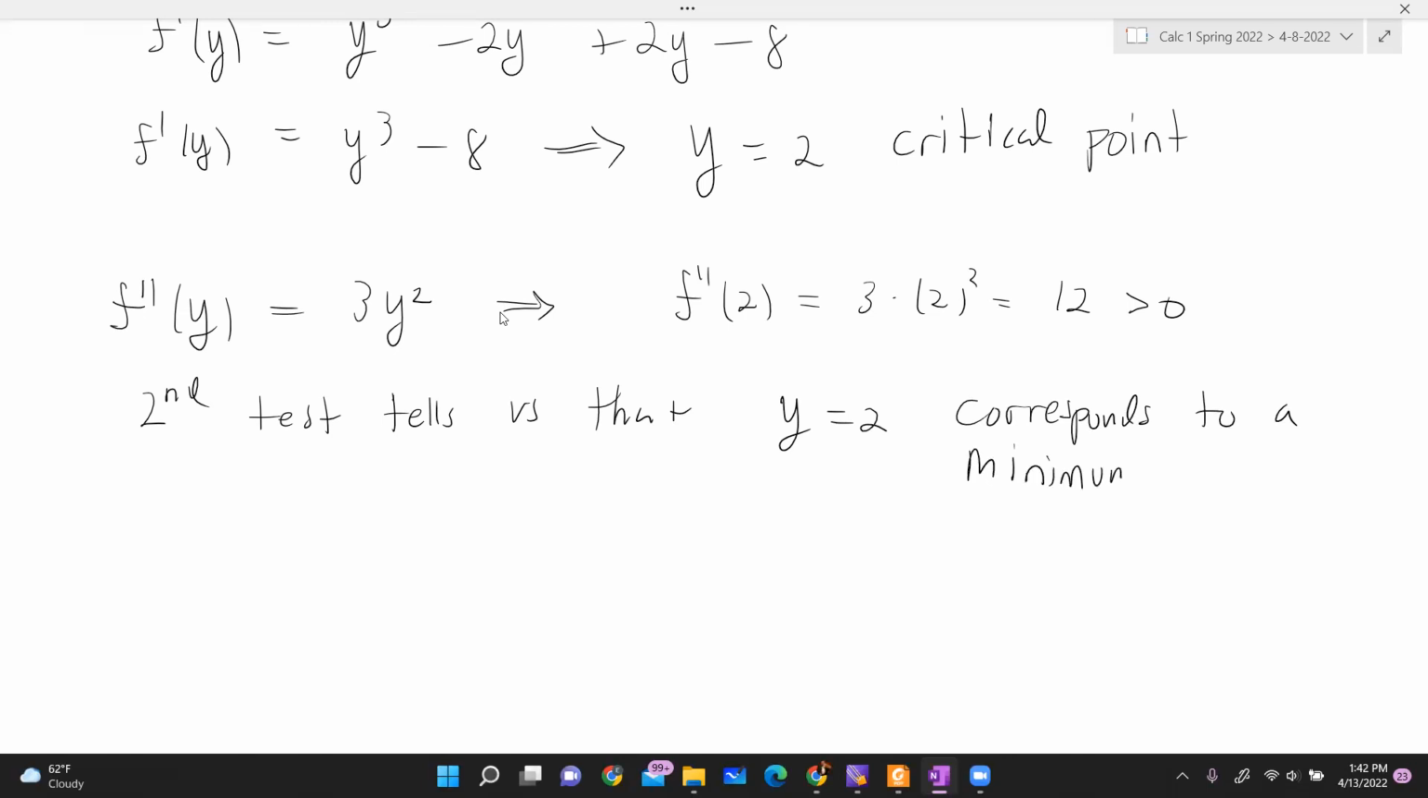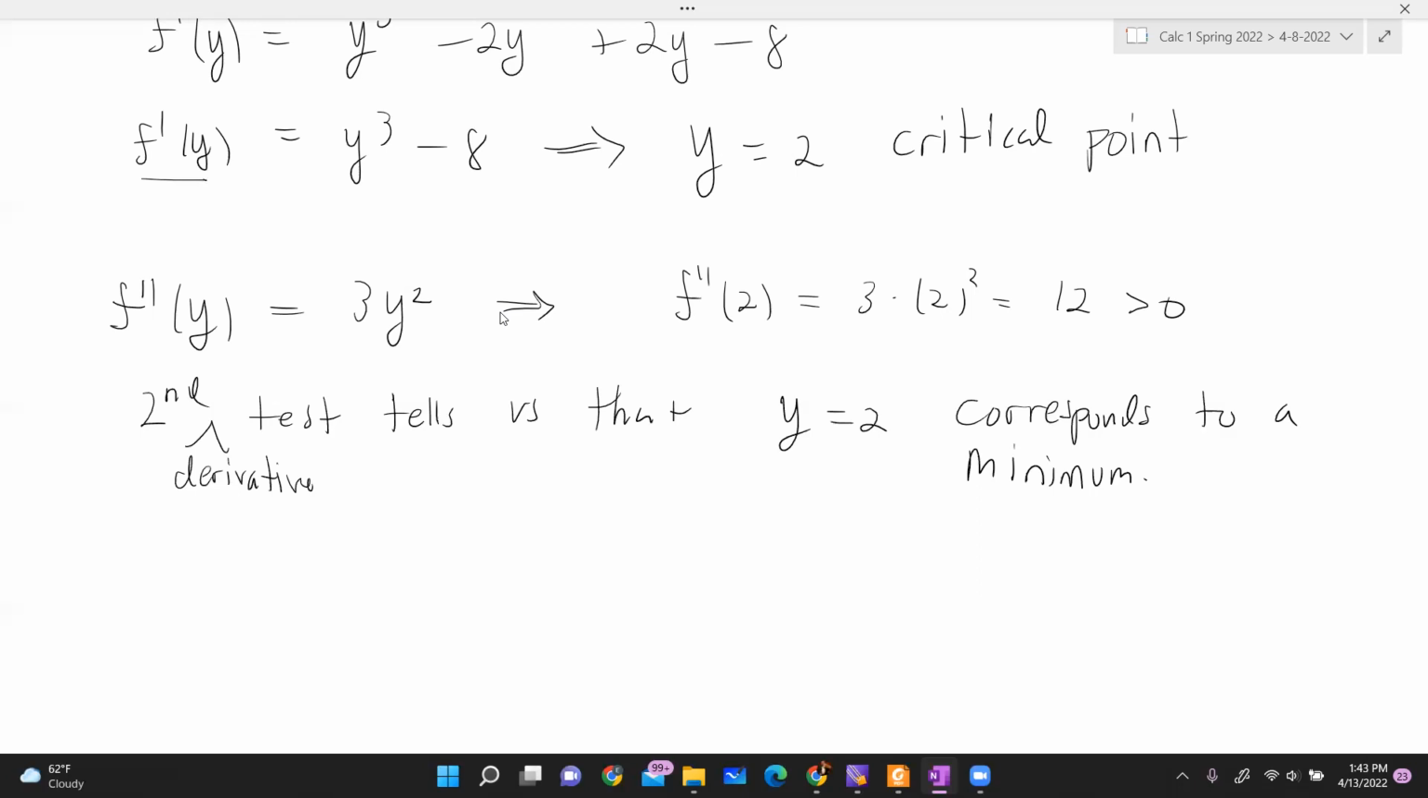So you could determine that this corresponds to a minimum by looking at where the function is increasing or decreasing, by looking at the sign of the derivative. That's fine, but rather than do that, it's easier just to use the second derivative test at this point. So this corresponds to a minimum.